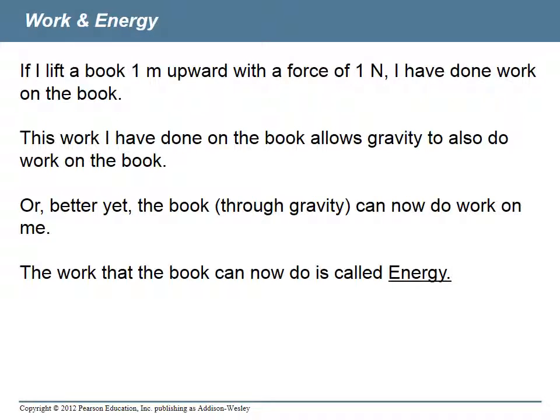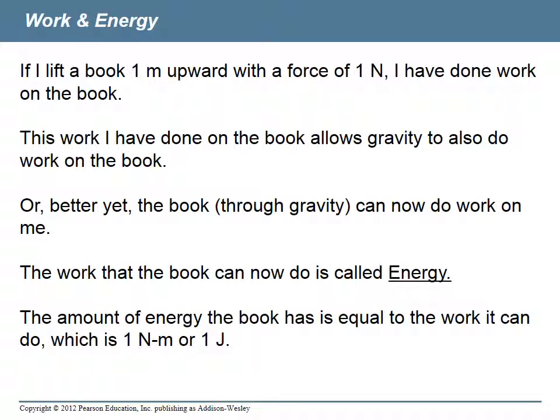So the work that the book can do is what we call energy. And that's actually potential energy. The amount of work that this book can do after I put work into it is the energy that it has. So the work that can be done is what we call the energy. The amount of energy that the book has is equal to the work it can do, which is 1 joule, which is, because of the conservation of energy, the same amount of work that I put into it.